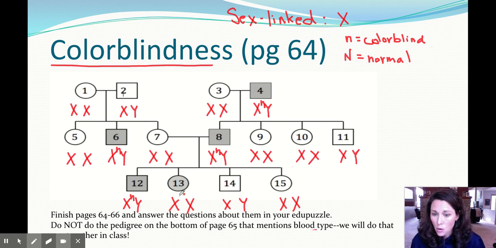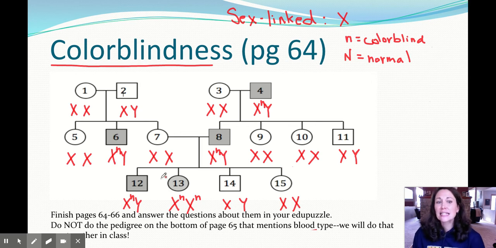So we know she has X(n), but she has to have 2 copies of this to express the trait because she has 2 X chromosomes. So she is homozygous recessive, X(n), X(n).